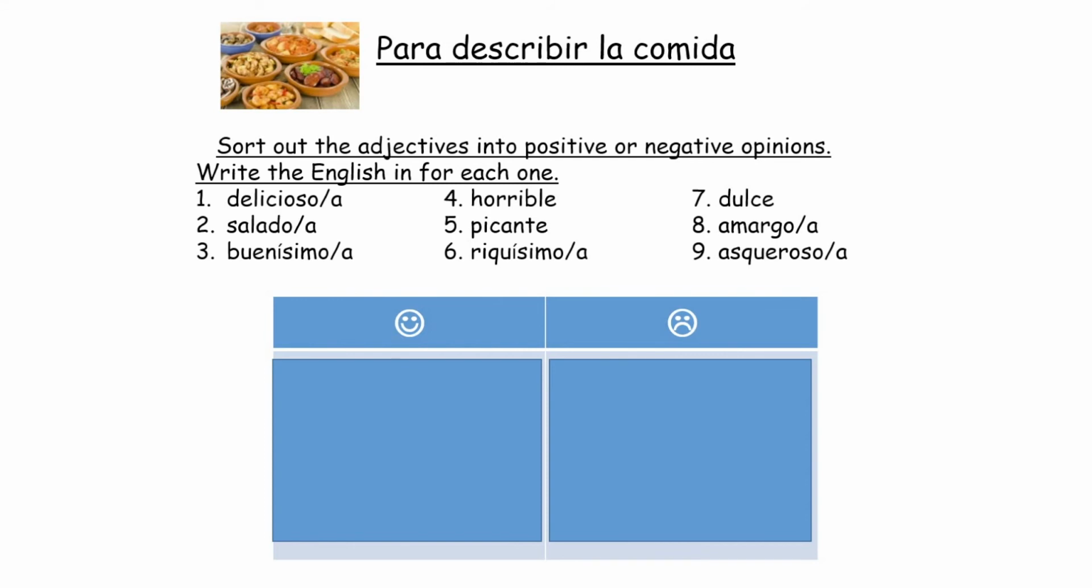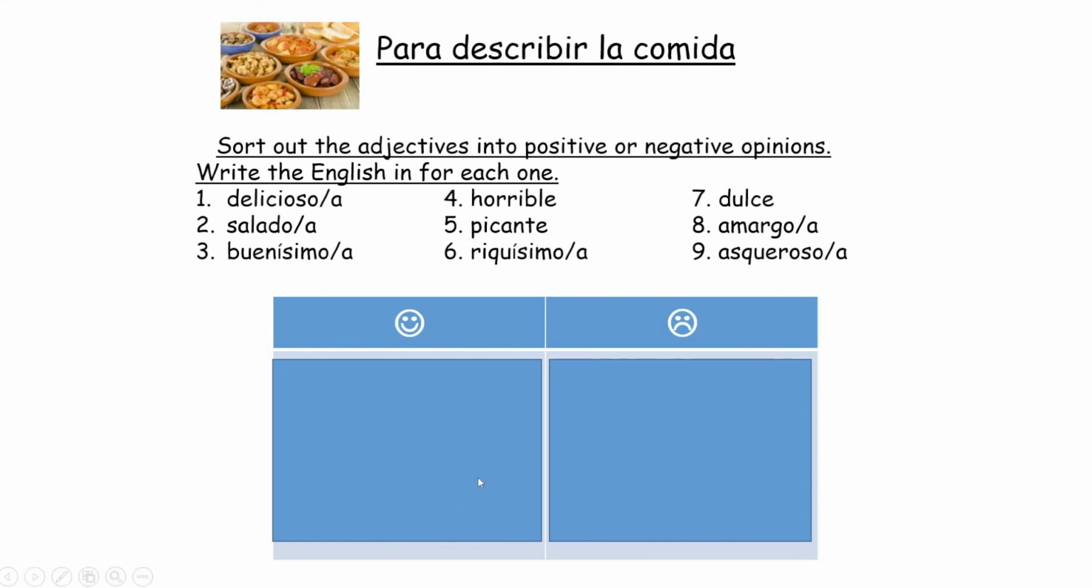Anyway, it could be on a post-it, and then you're going to look at this post-it over the next week to help you learn them. I don't mind, but you don't need to submit this task to me unless you want to add it to your Word document. That's fine, okay? So, pause the video, put all of these adjectives into whether they describe foods positively or negatively, and translate each one, okay?